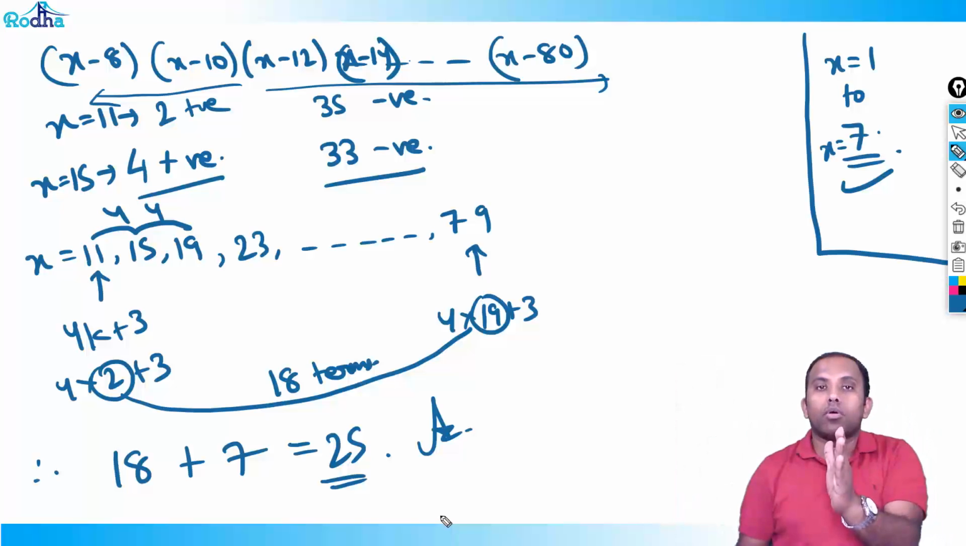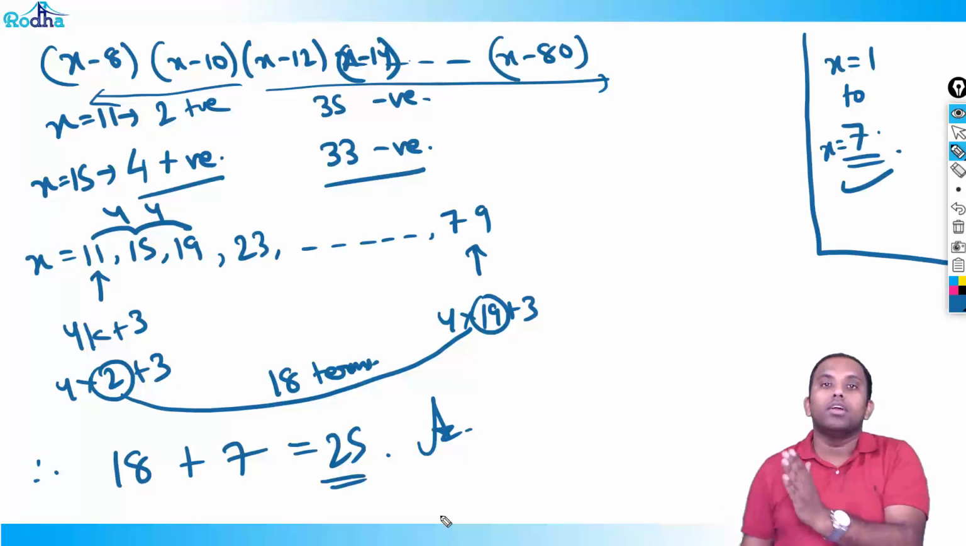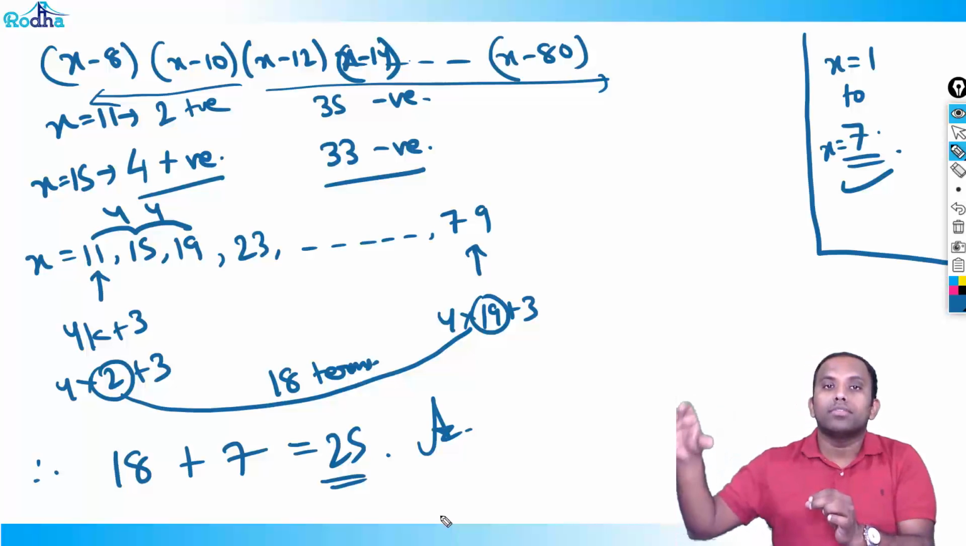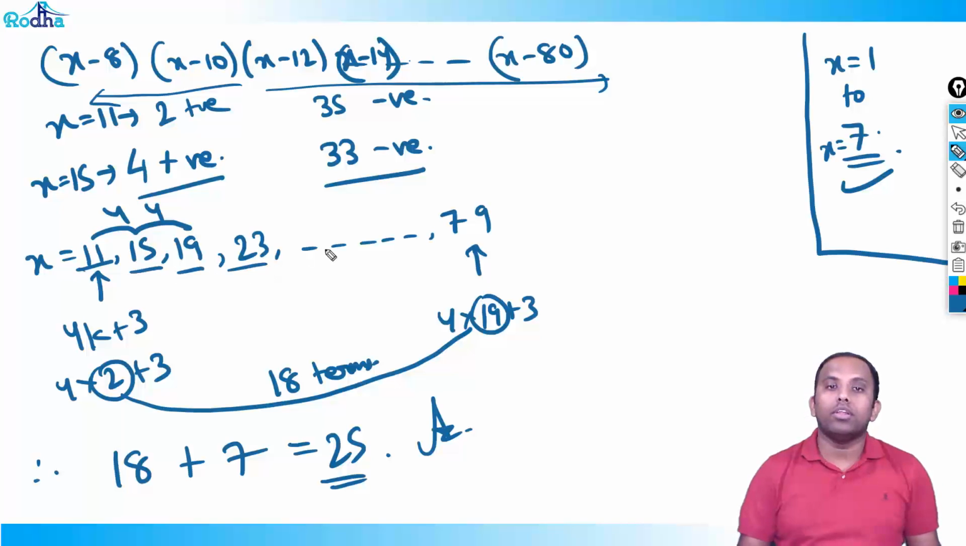Then I'll make 4 terms positive, then 33 terms are negative. Then I'll make 6 terms positive, then 31 terms are negative. Because an odd number of terms are negative, like 31, 33, 35, the result of multiplying an odd number of negative terms is negative only. So from there we get the pattern that x equal to 11, 15, 19, 23 and so on till 79.